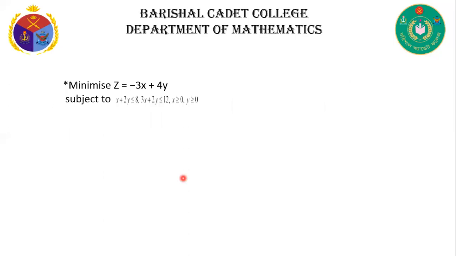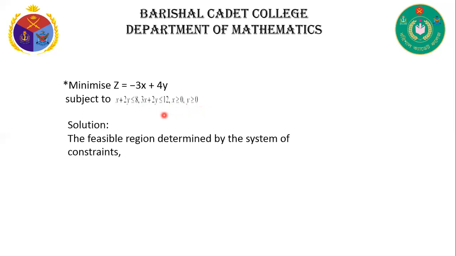Now another question. If the linear programming problem is given, then we solve it directly, graphically. Here it is given: minimize Z is equal to 3x plus 4y subject to 2x plus 2y less than or equal to 8, 3x plus 2y less than or equal to 12, and x greater than or equal to 0 and y greater than or equal to 0. So the solution: the feasible region is determined by the system of constraints.